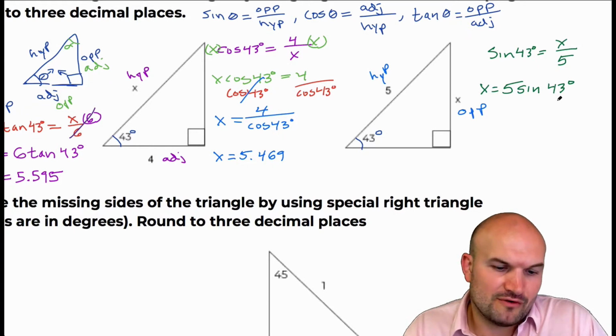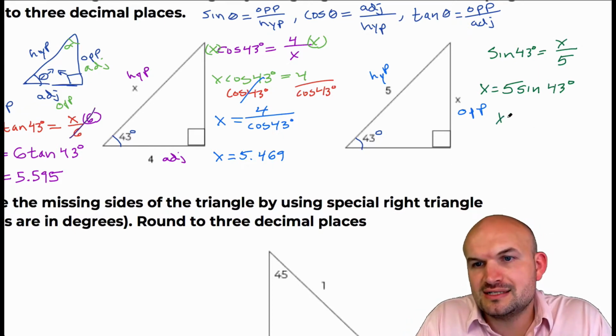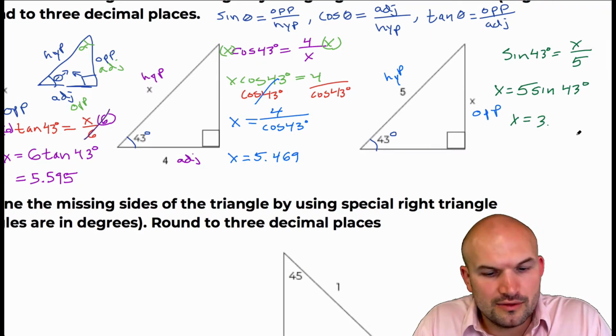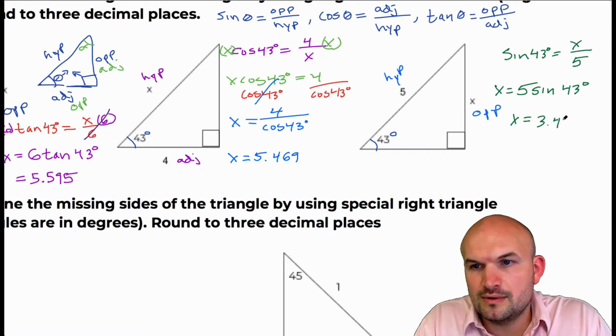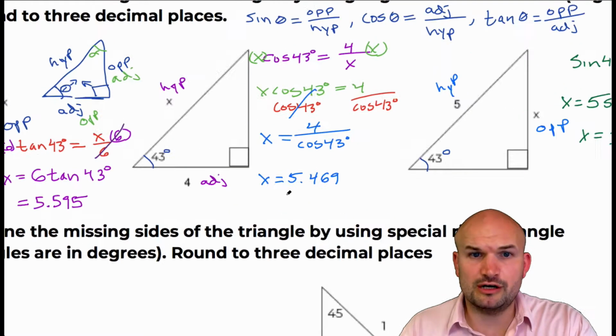3.4099918. So therefore I round that up. That will be 3.41. So x equals 3.410. And you could leave the 0 off, or you could add it in there as well. All right. So that goes into our trigonometric relationships.